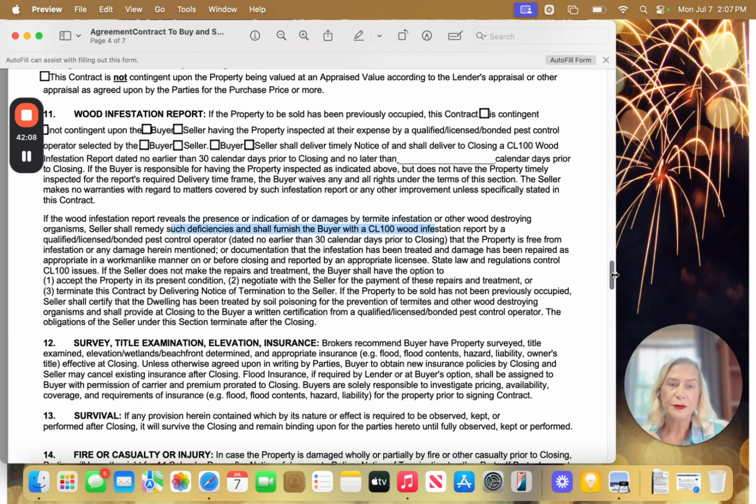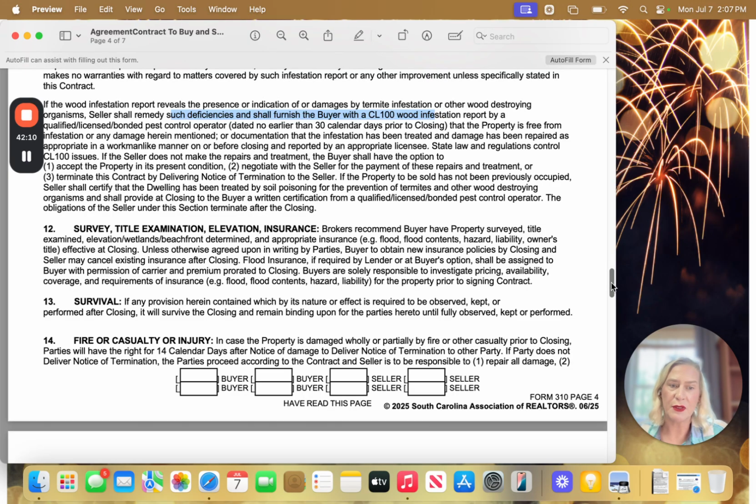All right, item 12 talks about that, hey, we recommend that you have the property surveyed, title examined, to make sure that the elevation is taken care of. Something I do want to mention, especially recently, is the flood insurance or hazard or liability or homeowner's insurance. Listen, before your clients get too deep into the due diligence and before it expires, I always highly recommend that they look to ensure that the property does not currently have flood insurance and to also get a quote on what the flood and or homeowner's insurance premium will be on this property prior to due diligence ending.